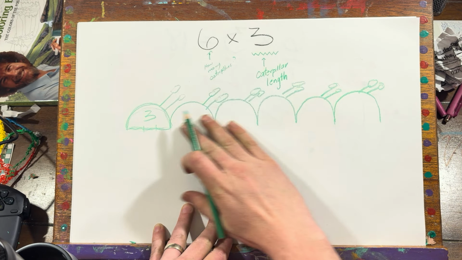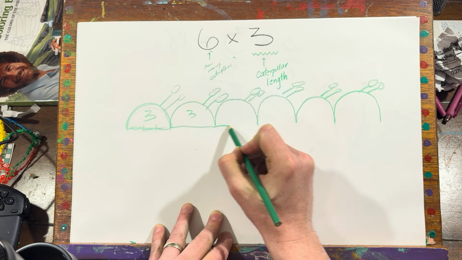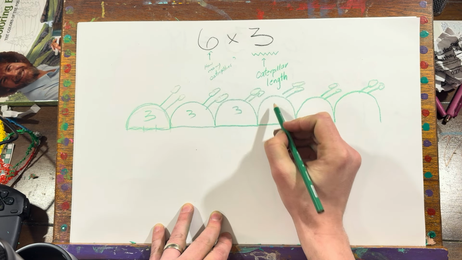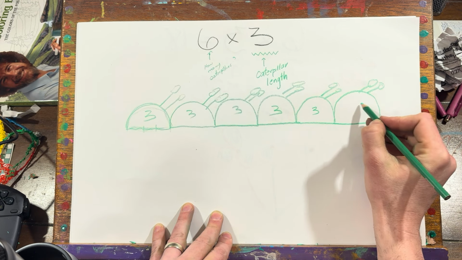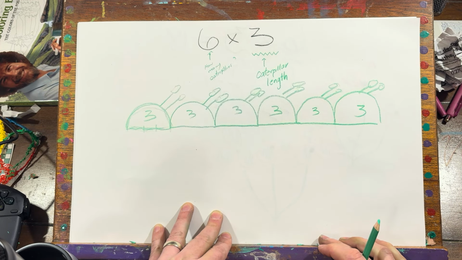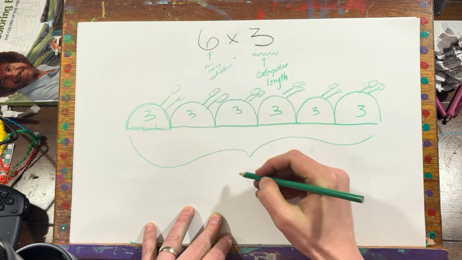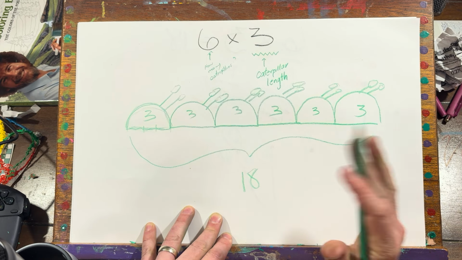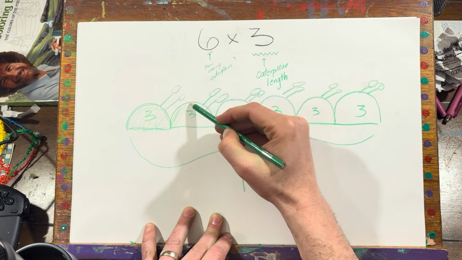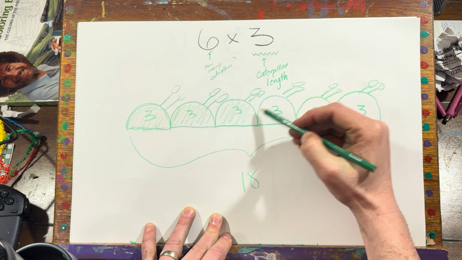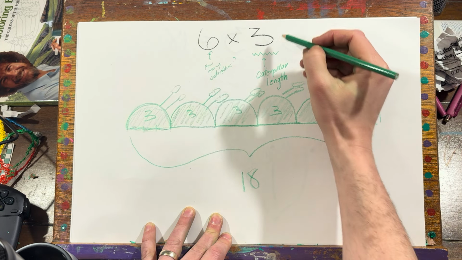And remember, each of these caterpillars has a length of 3 units. So from here to here, that's another 3. From here to here, that's another 3. From here to here, that's another 3. From here to here, that's another 3. And from here to here, another 3. In total, the length of this entire group of caterpillars is 18 units, whether it's inches or feet or miles if they're gigantic caterpillars that are 3 miles long each. Either way, the value of 6 times 3 is equal to 18.